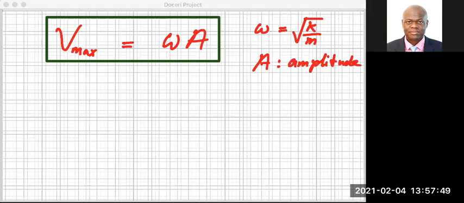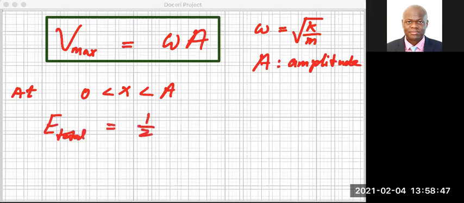Okay. Now, to generalize this, if we consider the object located at x different from 0, or let me use a mathematical term, if we consider the object at 0 less than x less than A. That means if the object is not at equilibrium, and is also not at the amplitude, then the total energy will be equal to the sum of the potential energy plus the kinetic energy.